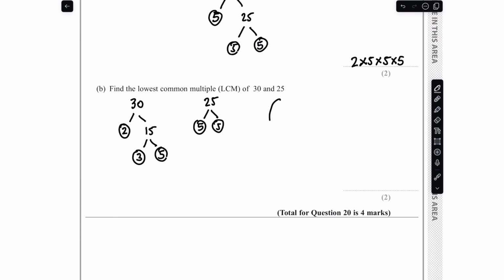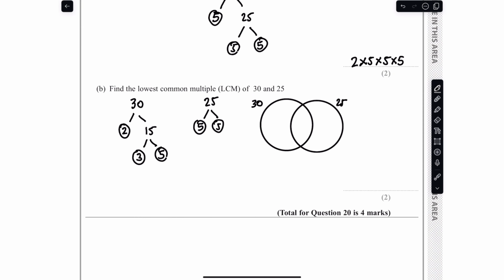And what I'll do next is draw 2 Venn diagrams representing these numbers. So I have 30 on the left and 25 on the right. We can see that both numbers have a common factor of 5. So I'm going to put 5 in the middle, and I'm going to cancel these out. And then with 30, we still have 2 and 3.